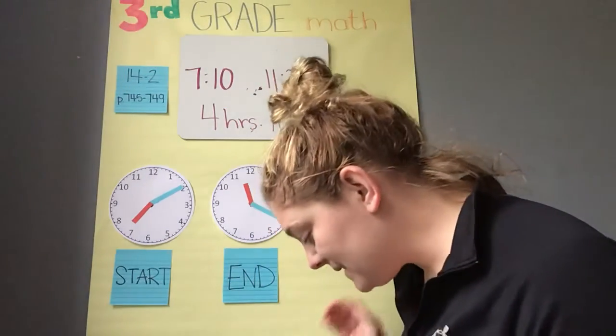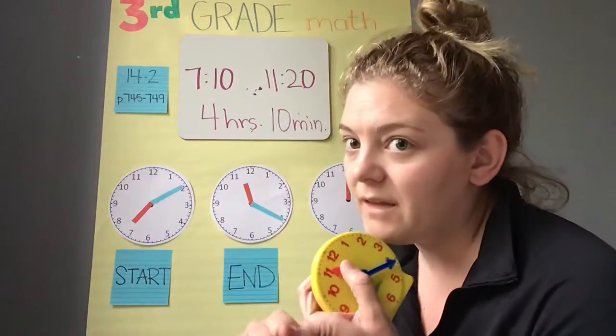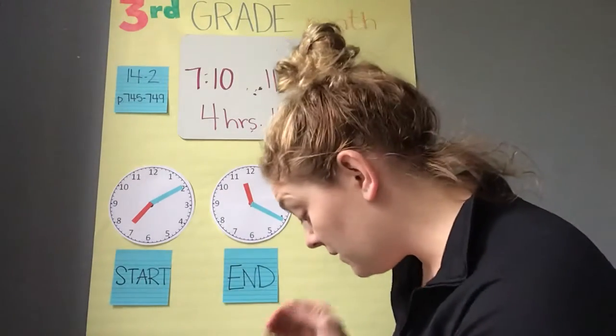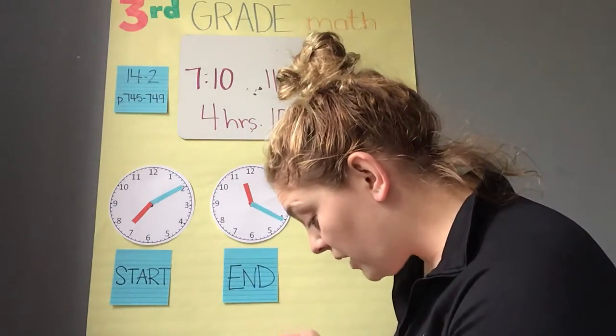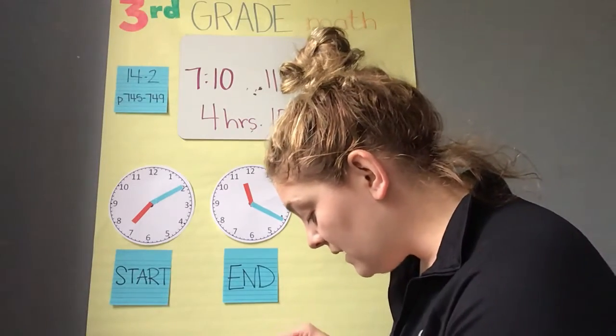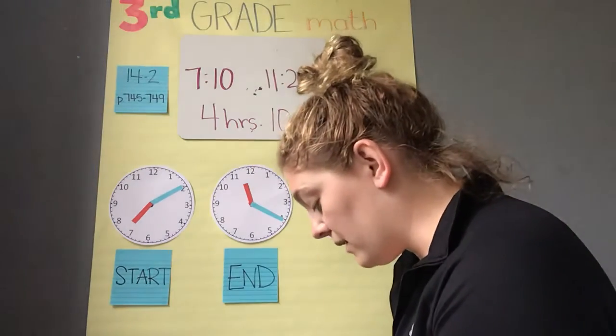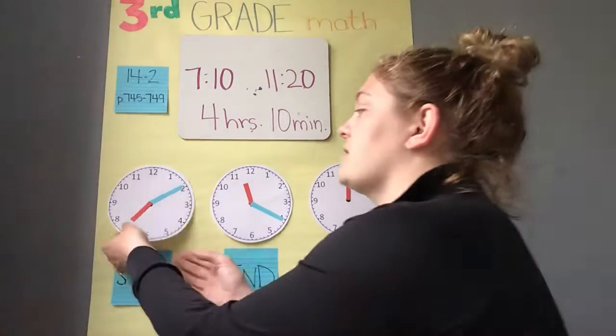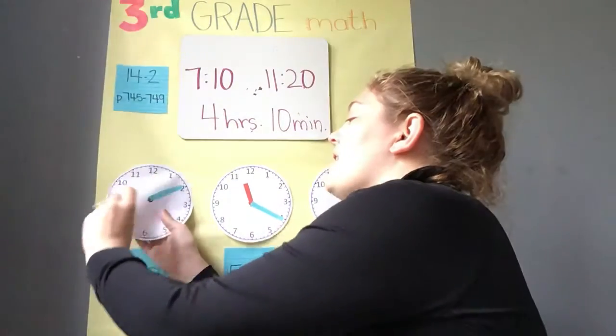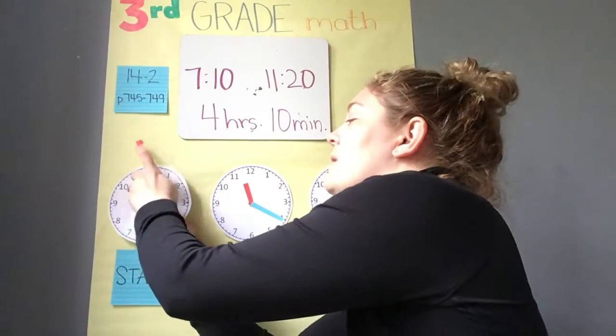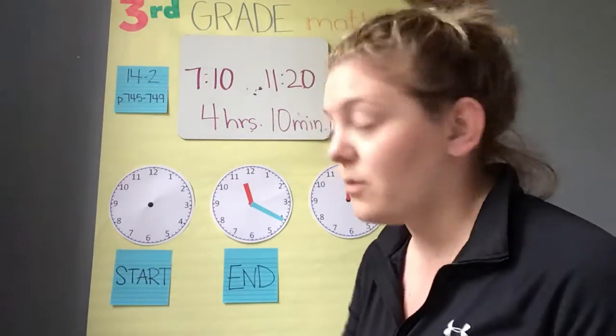Now, convince me. Remember, first we count the hours, then we count the minutes. Convince me. After the charity walk, Janie talked with friends from 11:25, so let's get our start time, 11:25. All right, how are we going to set that up? You could be working on your little yellow clock.